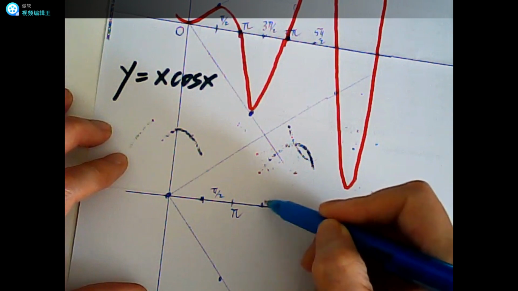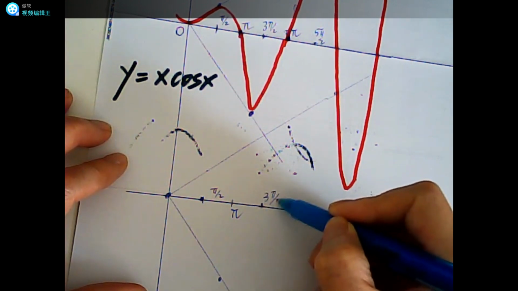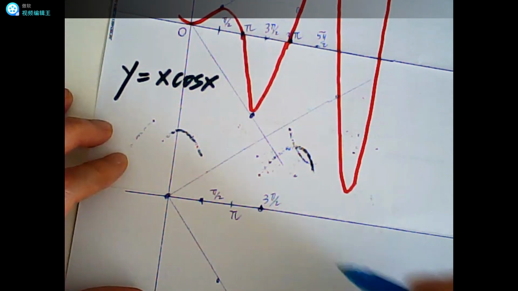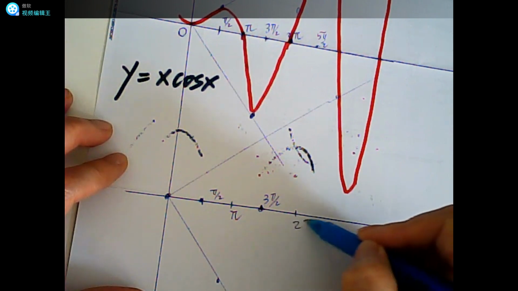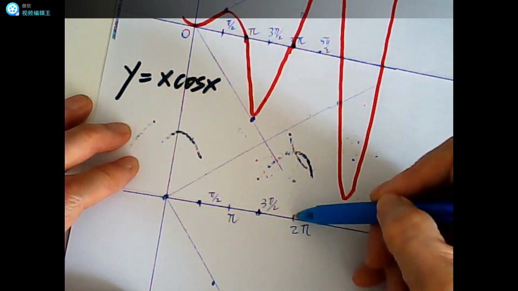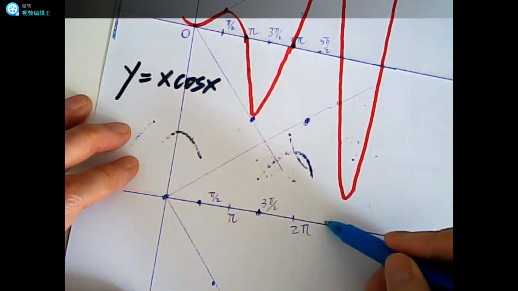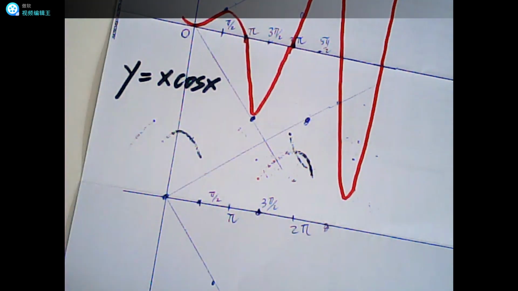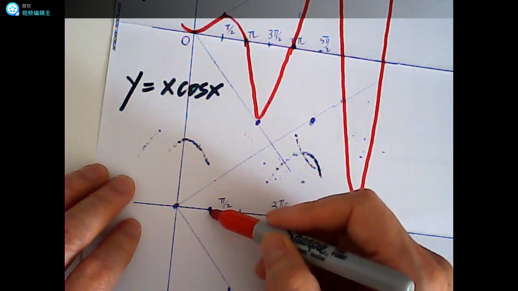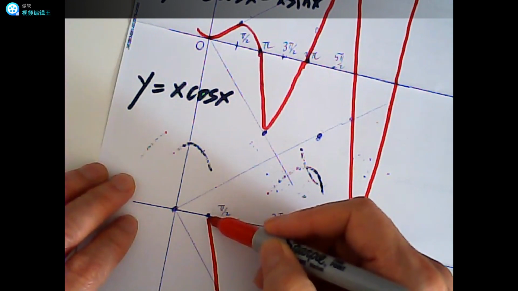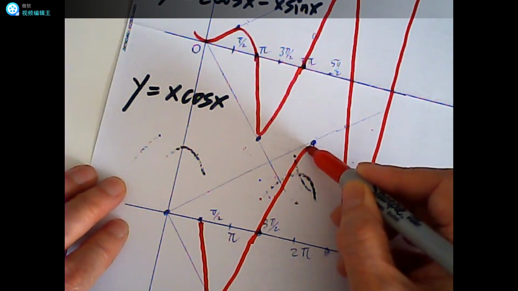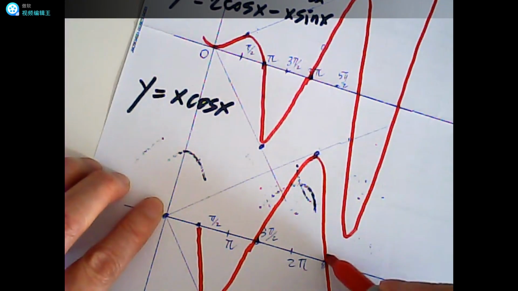Then the next point is 3 pi over 2. At 3 pi over 2, cosine is 0. So this is a point it passes through. The next one is 2 pi. At 2 pi, cosine is equal to 1, so y is equal to 2 pi. And 0 again. So this curve looks like this, right? This is -1 and 0 and 1, 0 again.